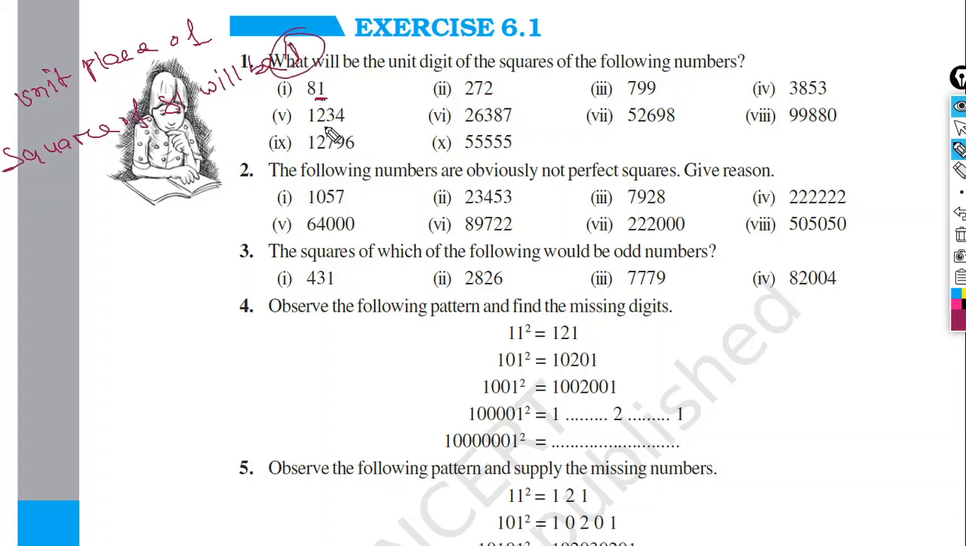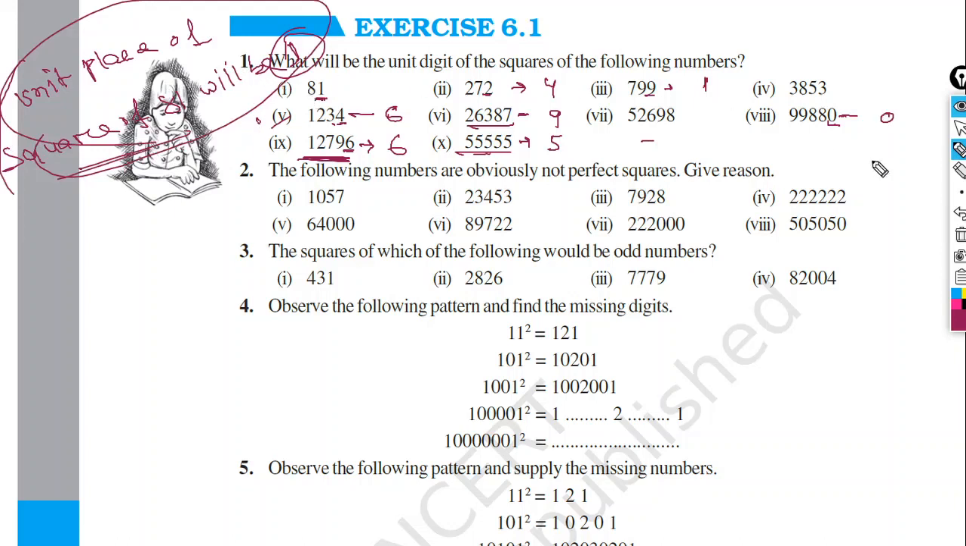Similarly we will find the next one. 4 square is 16, so here unit place will be 6. 6 square is 36, so unit place of the square of this number will be 6. Here again 5, unit place will be 5, 5 square is 25, then 5. Here unit place 7, 7 sevens are 49, then 9. Here unit place will be 2, 2 twos are 4, then 4. 9 nines are 81, so unit place will be 1. Like this, here 0, 0 square is 0, then unit place will be 0. Okay, in this way you solve. You write this statement like this.